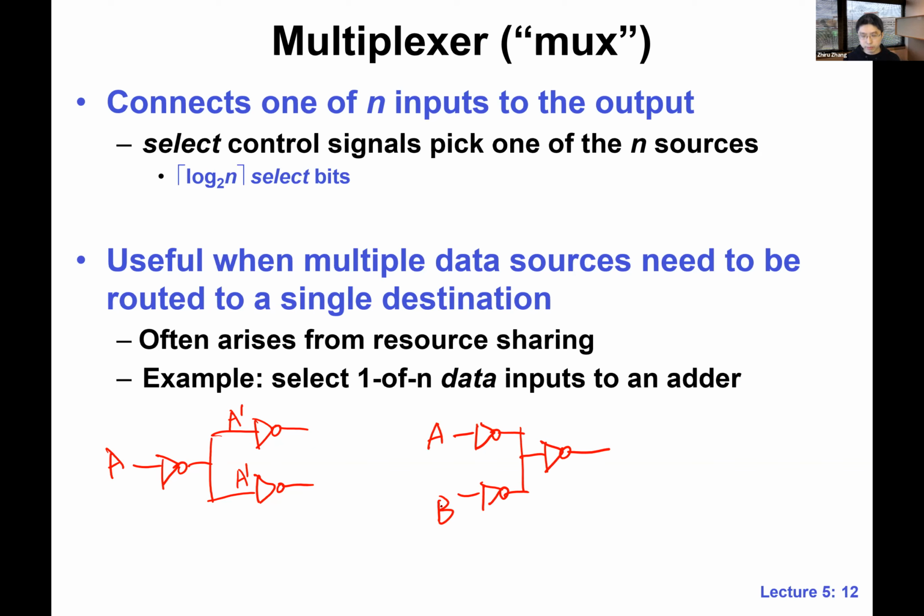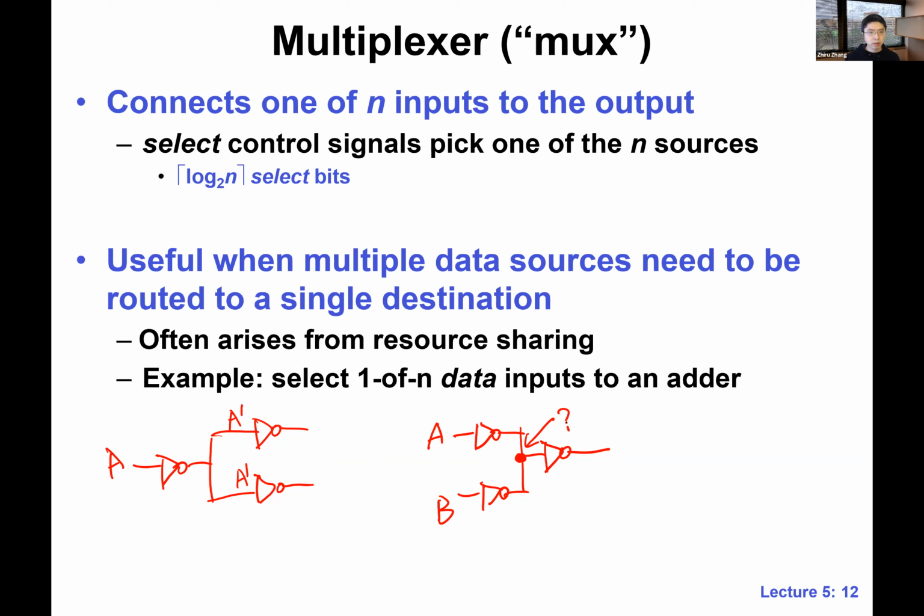This is not a legal digital circuit. Look at this: what's the signal, is it A or B? Both A and B are driving the input of this inverter, so this is not legal. But in some cases, we want one building block to talk to multiple building blocks. We know that we are not going to connect to both A and B at the same time. So how do we make such a choice?